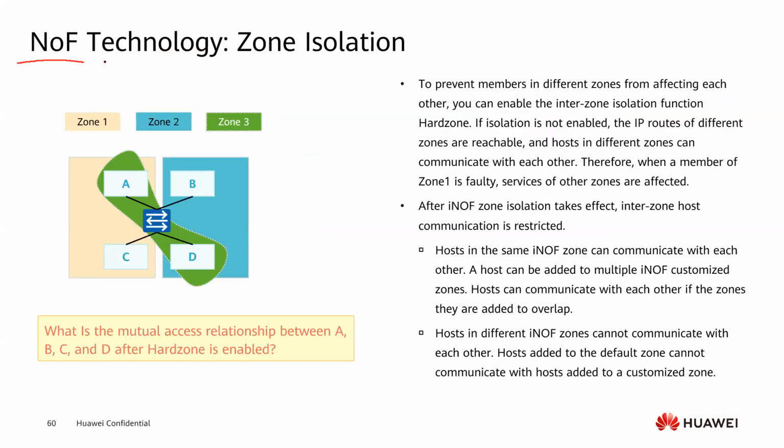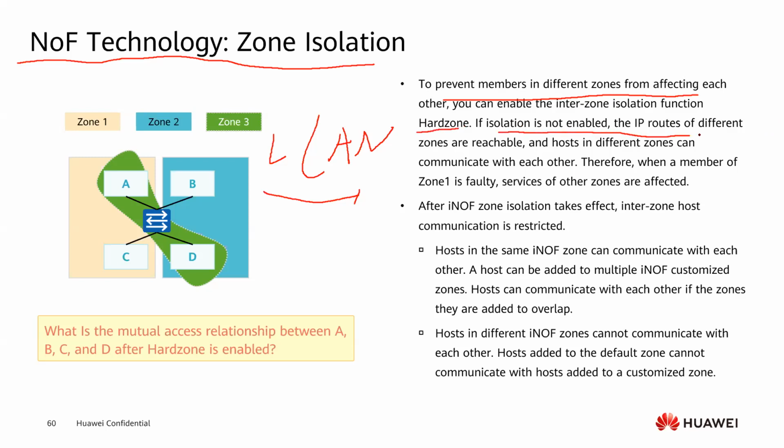Now the technology, zone isolation. It prevents the members in different zones from affecting each other. A zone is just like a VLAN. It isolates different members. You can enable the inter-zone isolation function. If isolation is not enabled, the IP routes of different zones are reachable, and the hosts in different zones can communicate with each other. Therefore, when a member of zone 1 is faulty, services of other zones are affected.